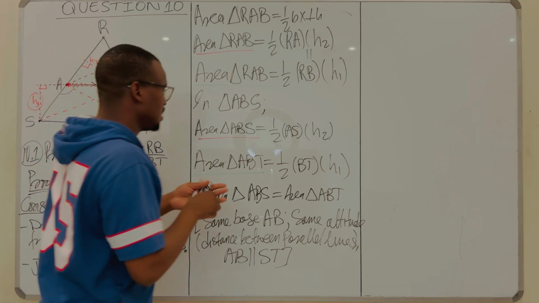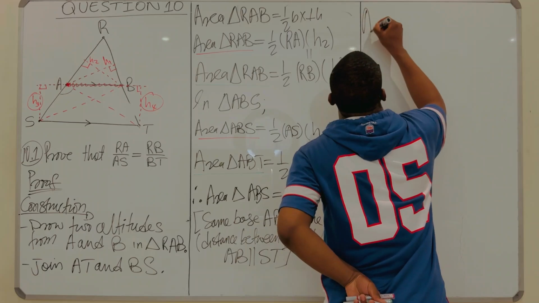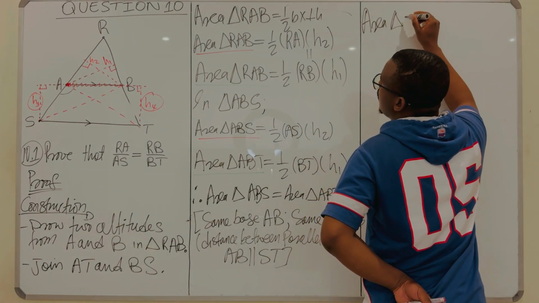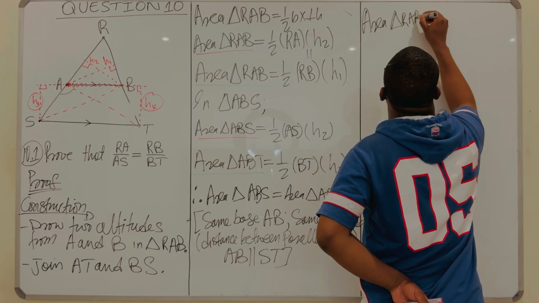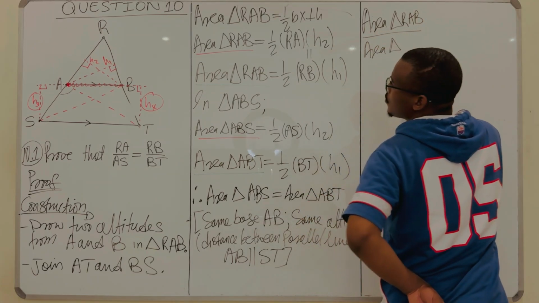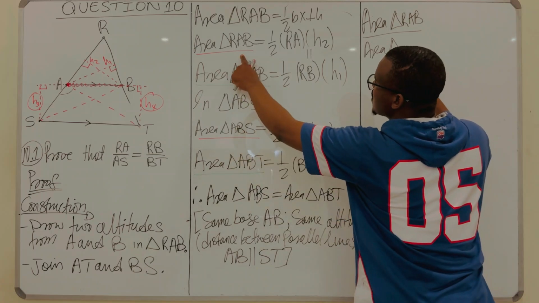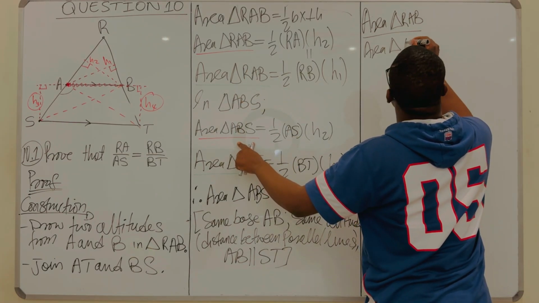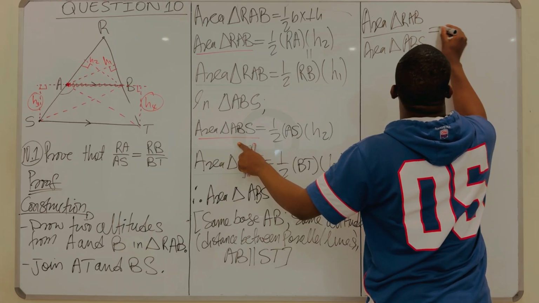Actually, no. Let me write it down. So the area of triangle RAB over the area of triangle what? Which is, it's a red one. I'm coming to the red one. Of ABS is equal to what?